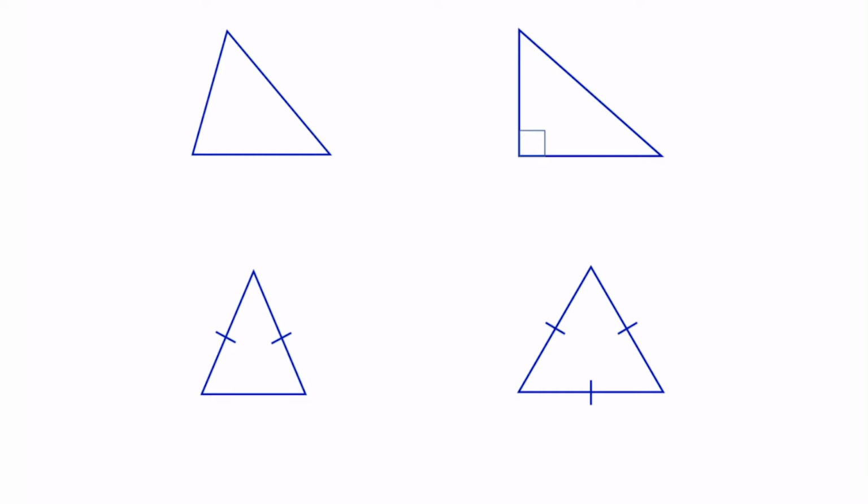In this video, we're going to take a look at the names and properties of different triangles. On screen at the moment, I've got 4 different types. The first, in the top left-hand corner, is called a scalene. A scalene triangle has no angles and no sides that are equal.